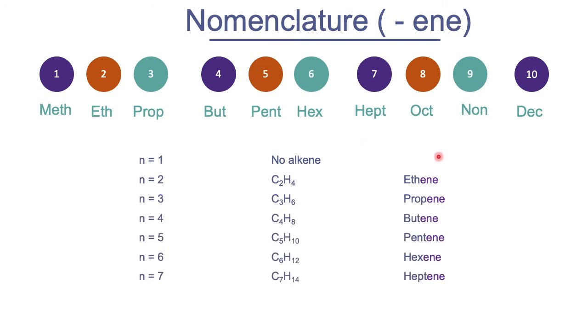Methane is not possible because we just saw that one carbon atom cannot form an alkene, so that's ruled out. So for n equal to 2, you have C2H4. 2 corresponds to eth, and then it's an alkene, so it is ethene. 3 corresponds to prop, propene. 5 corresponds to pent, pentene, hexene, heptene, octene, nonene, and decene. So this is how the nomenclature goes in terms of the alkenes.